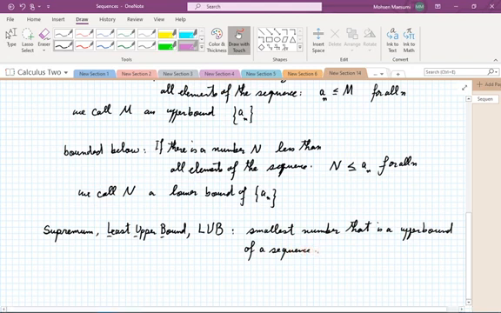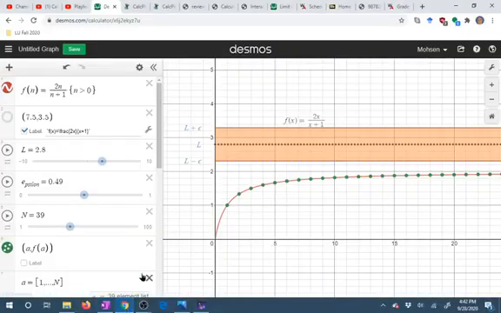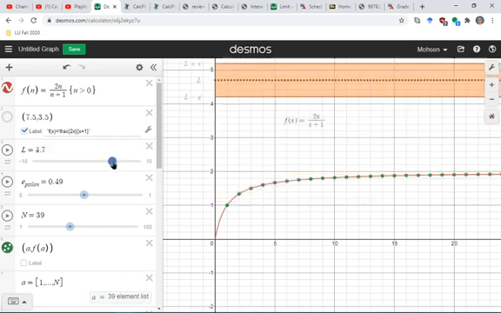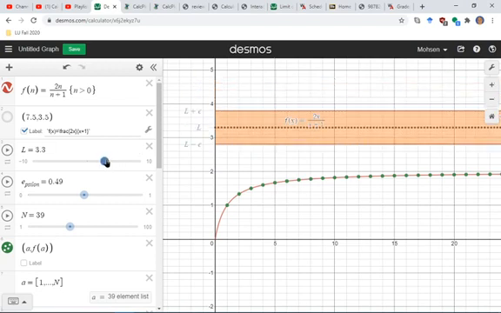Again, this is a very simple concept, but it might take a while to get used to the terminology and such. So we said all these lines are upper bounds for this set of points that I have here. Okay, this is an upper bound, this is an upper bound, this is an upper bound, and so on.